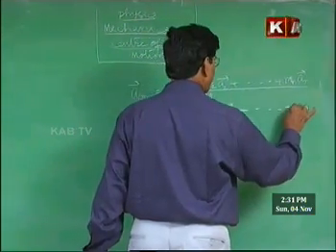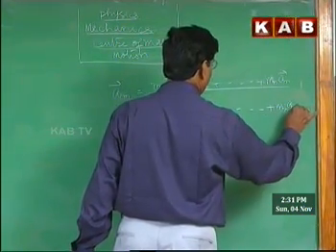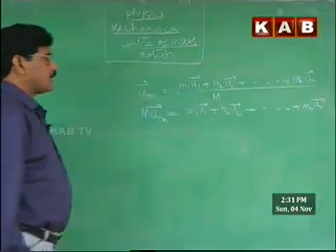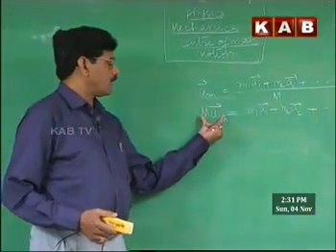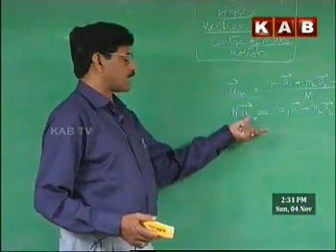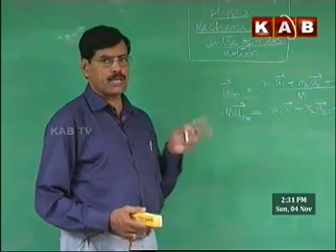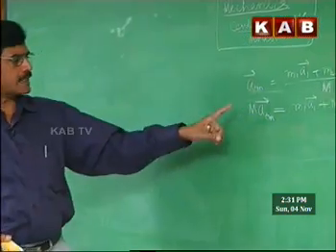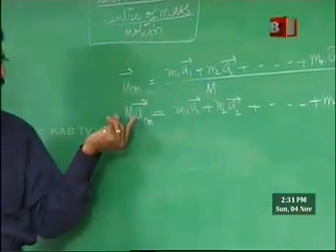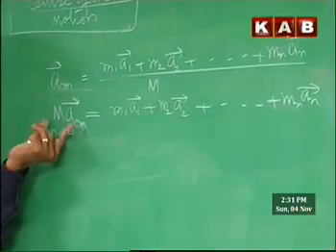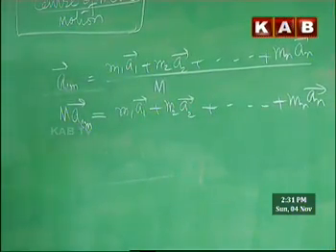And so on, M, N, A, N. This is the equation: total mass of the body into acceleration of centre of mass. It means the centre of mass is moving with an acceleration as if the total mass of this system is concentrated in it and moving with this acceleration value.